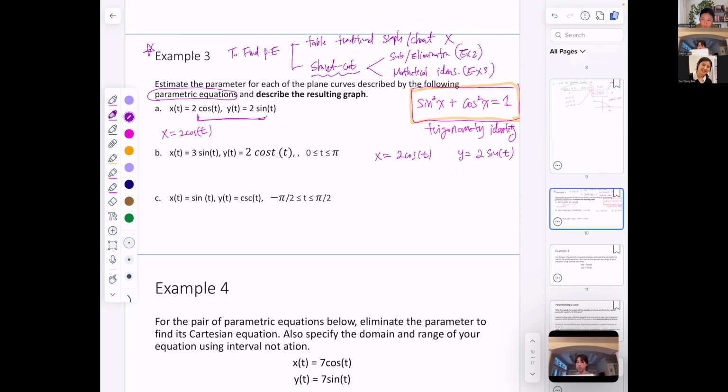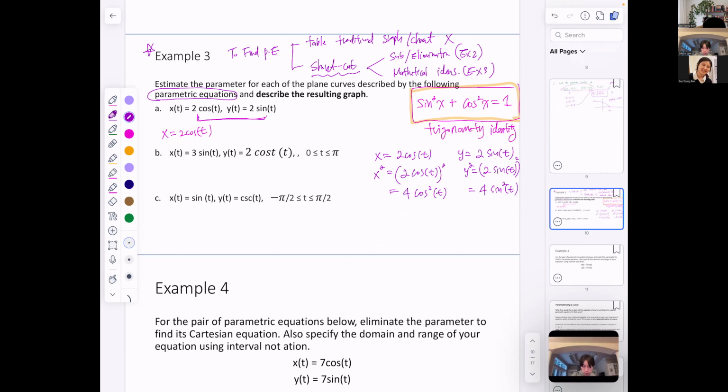Let's multiply double. What is x squared, guys? That would be 2 cosine t entire square. So that's going to be 4 cosine square t. Are we okay? And then y square, same thing, 2 sine t entire square. So y square will be 4 sine square t. Am I okay?